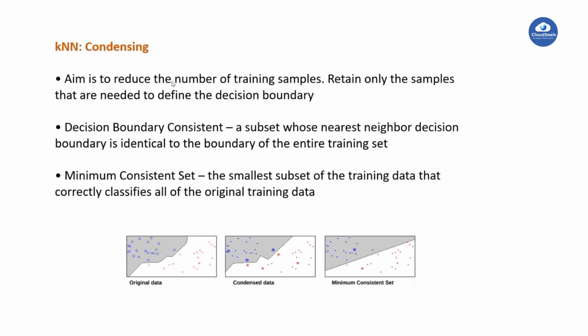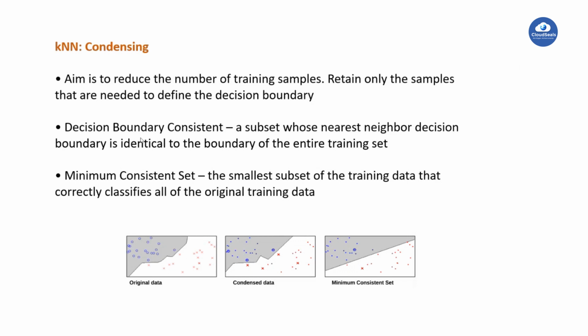So we need to reduce the number of training samples and retain only the samples needed to define the decision boundary. If we don't have these 4 points, we will draw one line like this. We can say the data points above this line are the blue class, and the data points below this line belong to the red class. So we need to reduce this type of training samples.